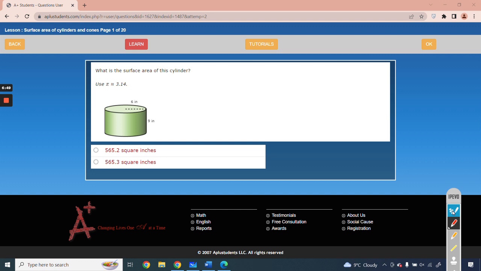Okay, so you are given the radius, that is 6 inches, and the height of the cylinder, that would be 9 inches. So first we have to understand the shape. It is like this, and its base is also circular. So you have to find the area of the circular portion, that would be pi r square.